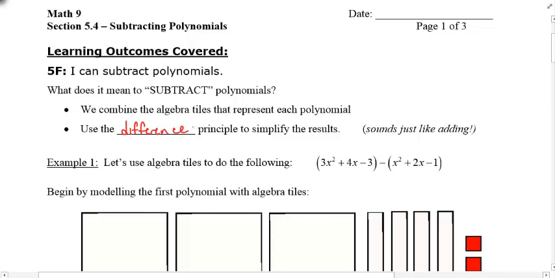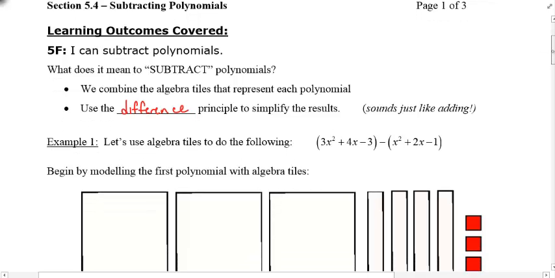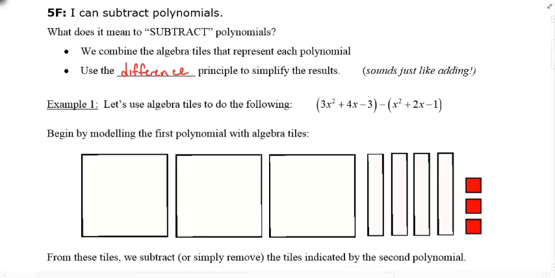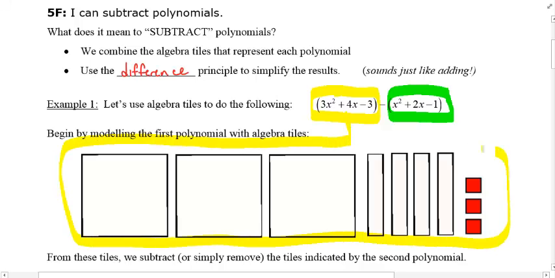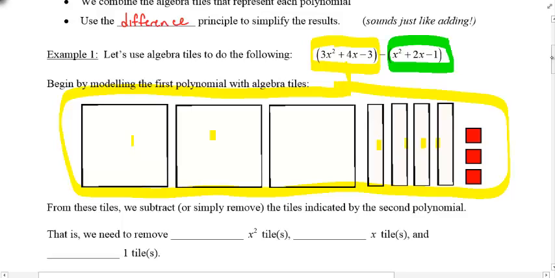simplify the results. Okay? So once again, I want to show you using algebra tiles, and then I'll actually do it with you without. So let's use algebra tiles to do the following. Notice I'm now asking you to take this polynomial, 3x squared plus 4x minus 3, and from it I want you to subtract x squared plus 2x minus 1. So we'll begin by modeling the 3x squared plus 4x minus 3, and I did that for you. Say thank you again. 3x squared, 4x's, and then minus 3, the 3 shaded small squares.